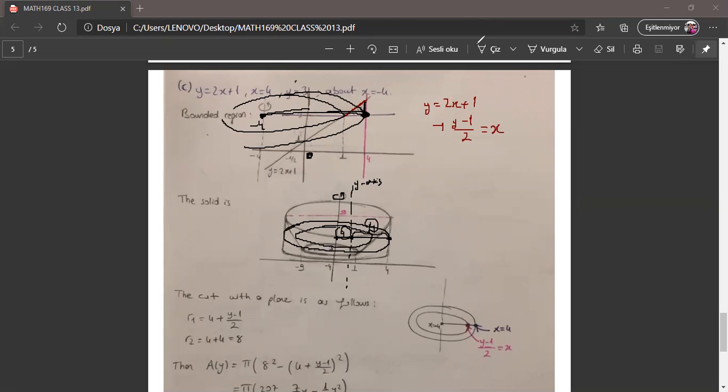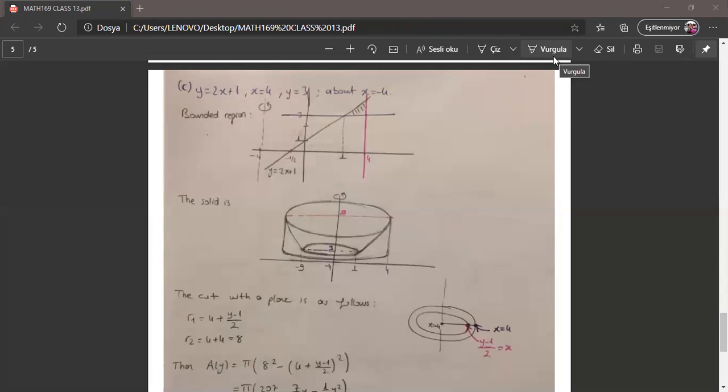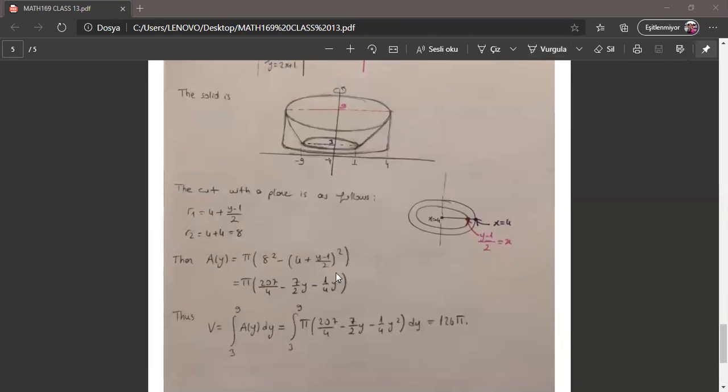Now, as we did before, this is the area. The bigger one is pi R2 squared minus pi R1 squared. So we have this. Now what's the volume? From 3, as we did before, to 9. Here we have the result.